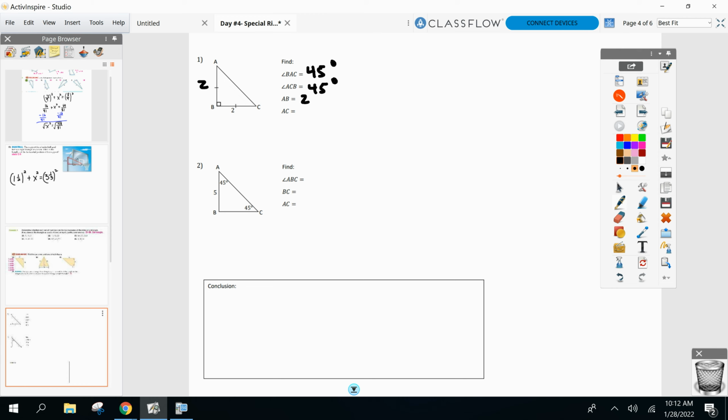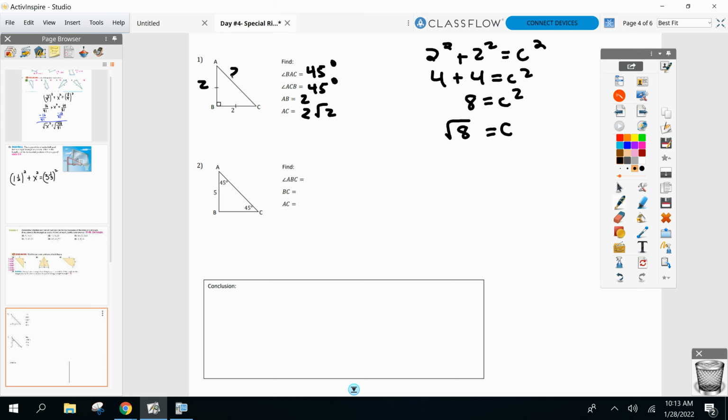A lot of people, you got to do the Pythagorean theorem from yesterday to find the hypotenuse. 4 plus 4 equals c squared. 8 equals c squared. C is going to be the square root of 8 because I got to take the square root on both sides. Hopefully we're comfortable in breaking that down. And that was 2 radical 2 for the hypotenuse length. 2 radical 2.